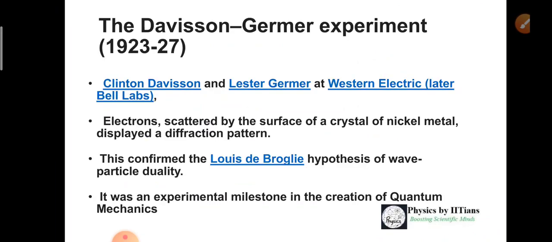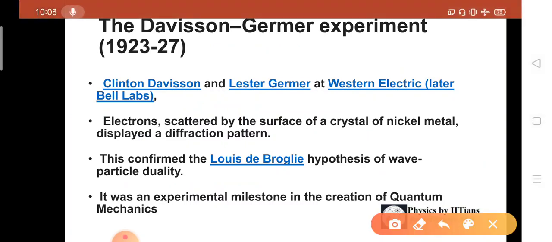So some experiments examine the wave nature of light, and some examine the particle nature of light. Then again another beautiful experiment, the Davisson-Germer experiment, was done from 1923 to 1927 at Bell Lab by two famous physicists, Clinton Davisson and Lester Germer.